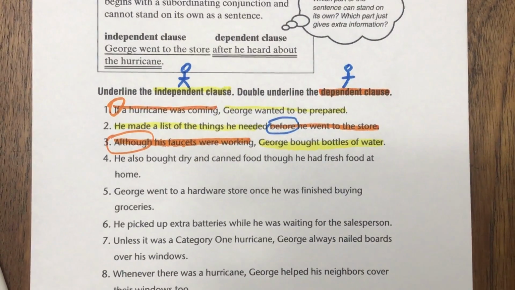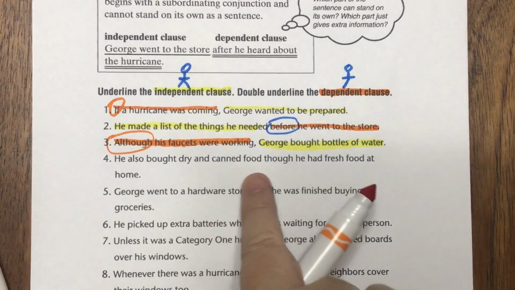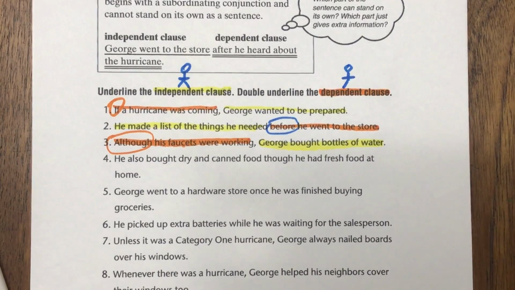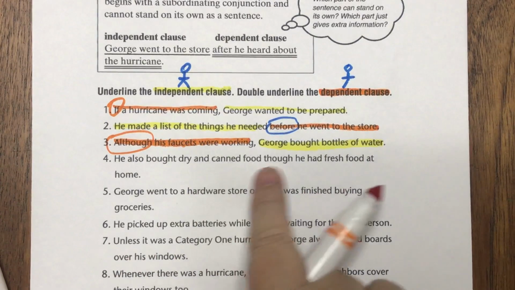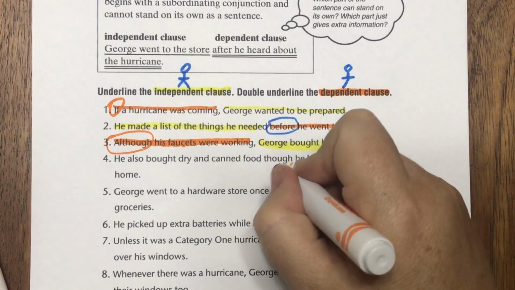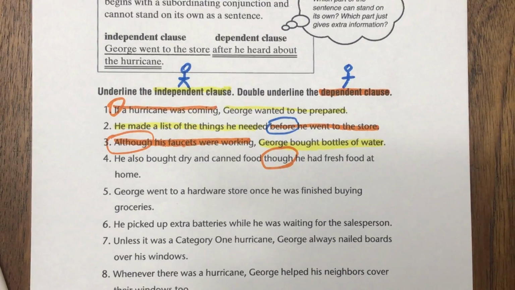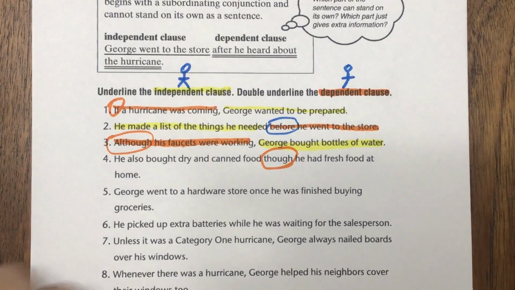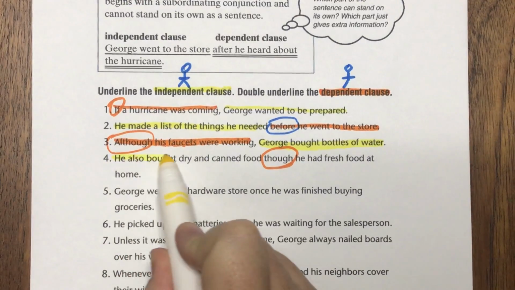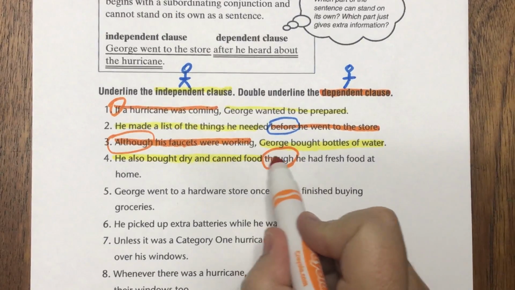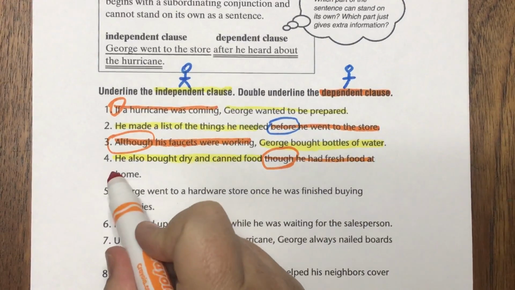Let's look at this one. He also bought dry and canned food, though he had fresh food at home. Ooh, okay, let's see. Though, that's my conjunction, though. Might help you to have your list out from your notes. He also bought dry and canned foods, though he had fresh food at home. So I think this is the standalone. He also bought dry and canned food. This is the one that can't stand alone, though he had fresh food at home.